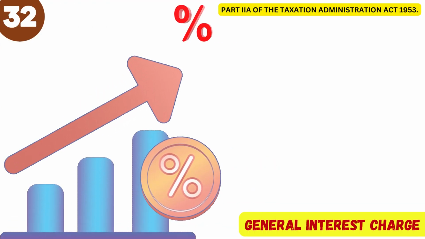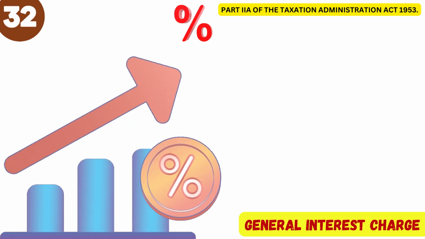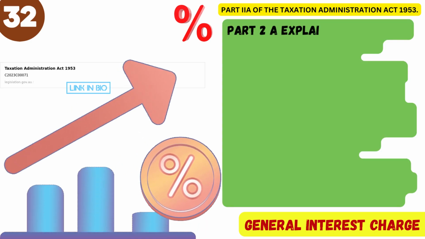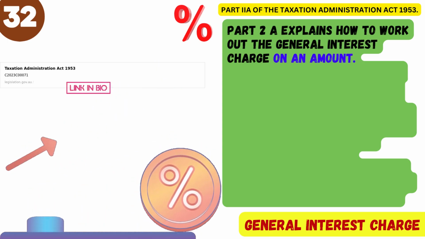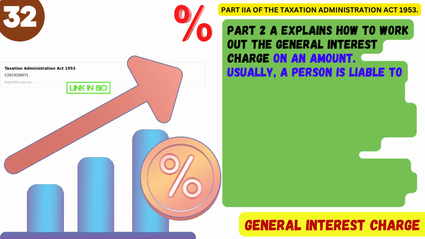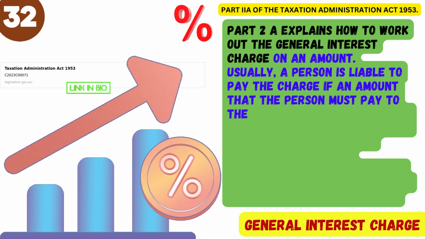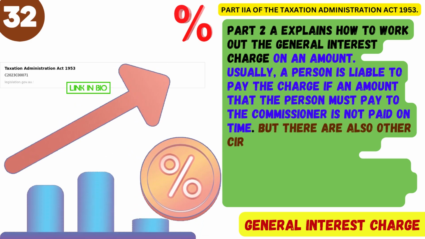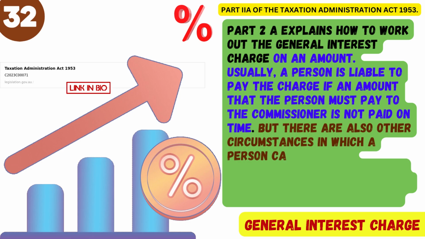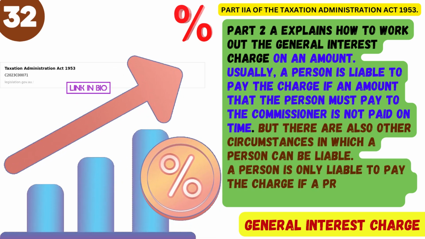Word number 29. General interest charge means the charge worked out under Part I of the Taxation Administration Act 1953. Part 2A explains how to work out the general interest charge on an amount. Usually, a person is liable to pay the charge if an amount that the person must pay to the Commissioner is not paid on time. But there are also other circumstances in which a person can be liable. A person is only liable to pay the charge if a provision of an act makes the person liable.